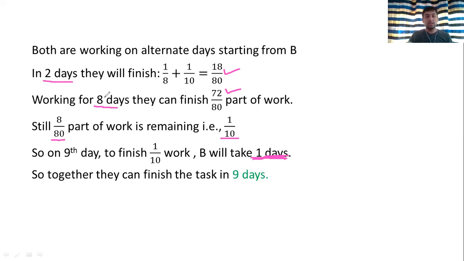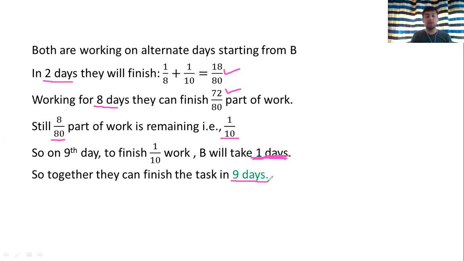So initially, they worked for 8 days, and on 9th day, that means plus 1. So total days will be how much? It will be 9 days. So to finish the task, they will take 9 days. Okay, so hope you have understood this problem.